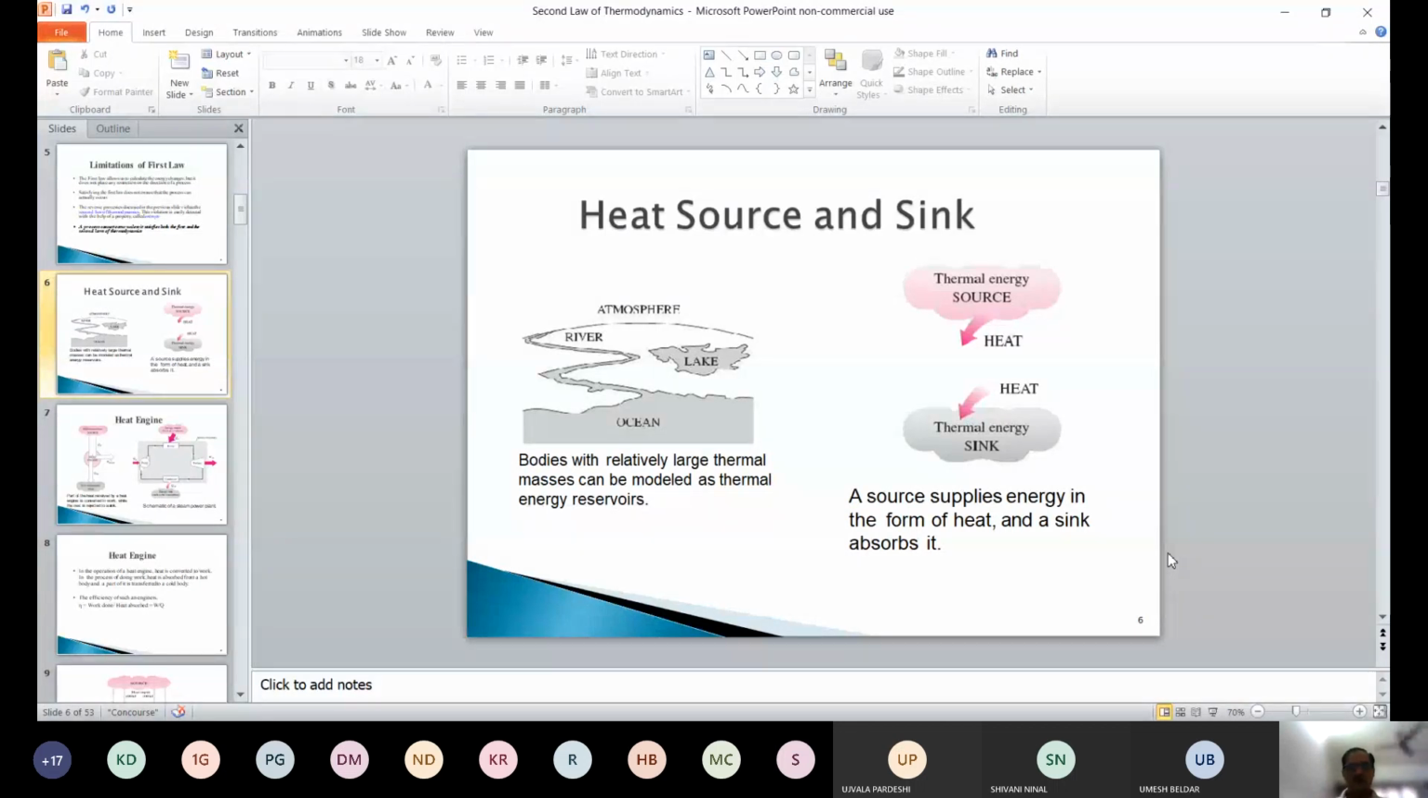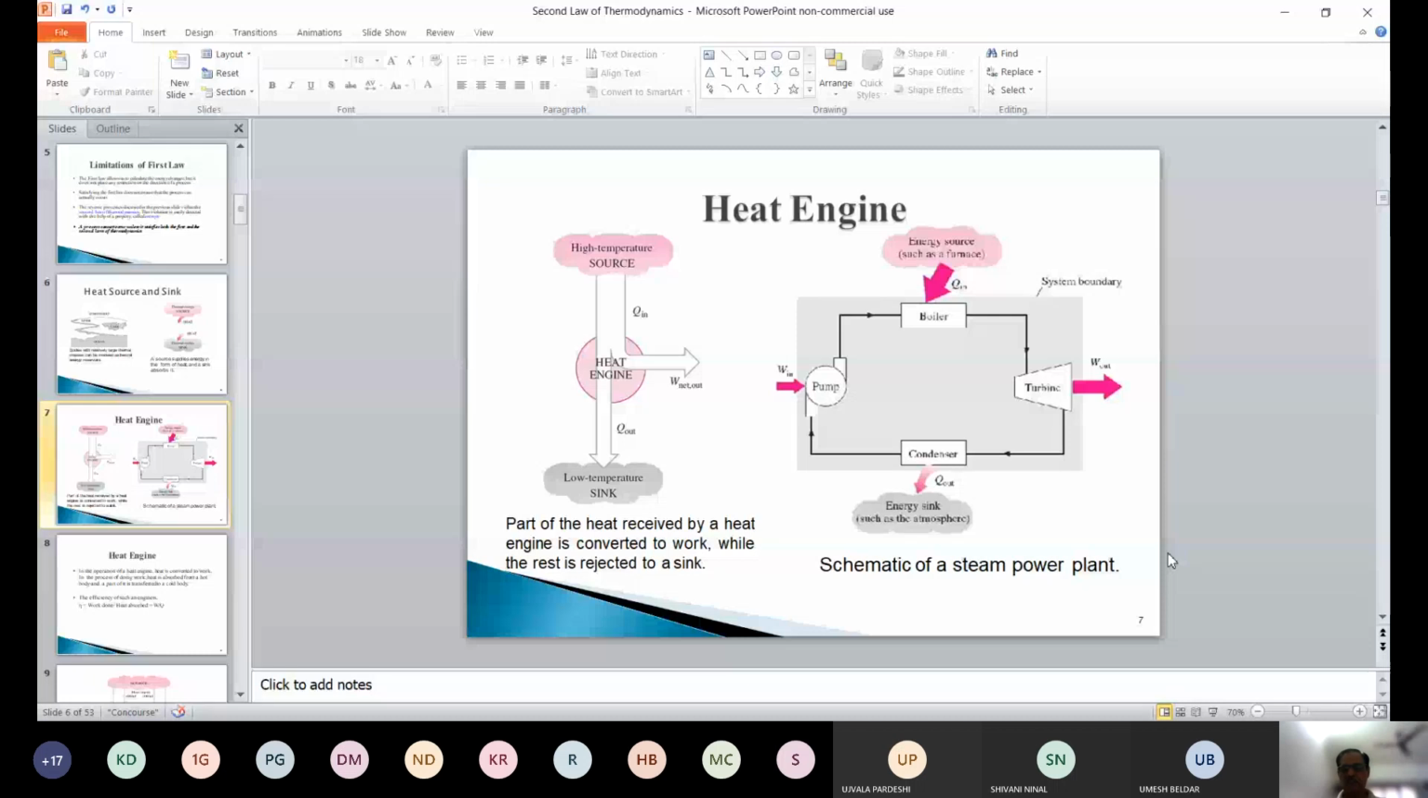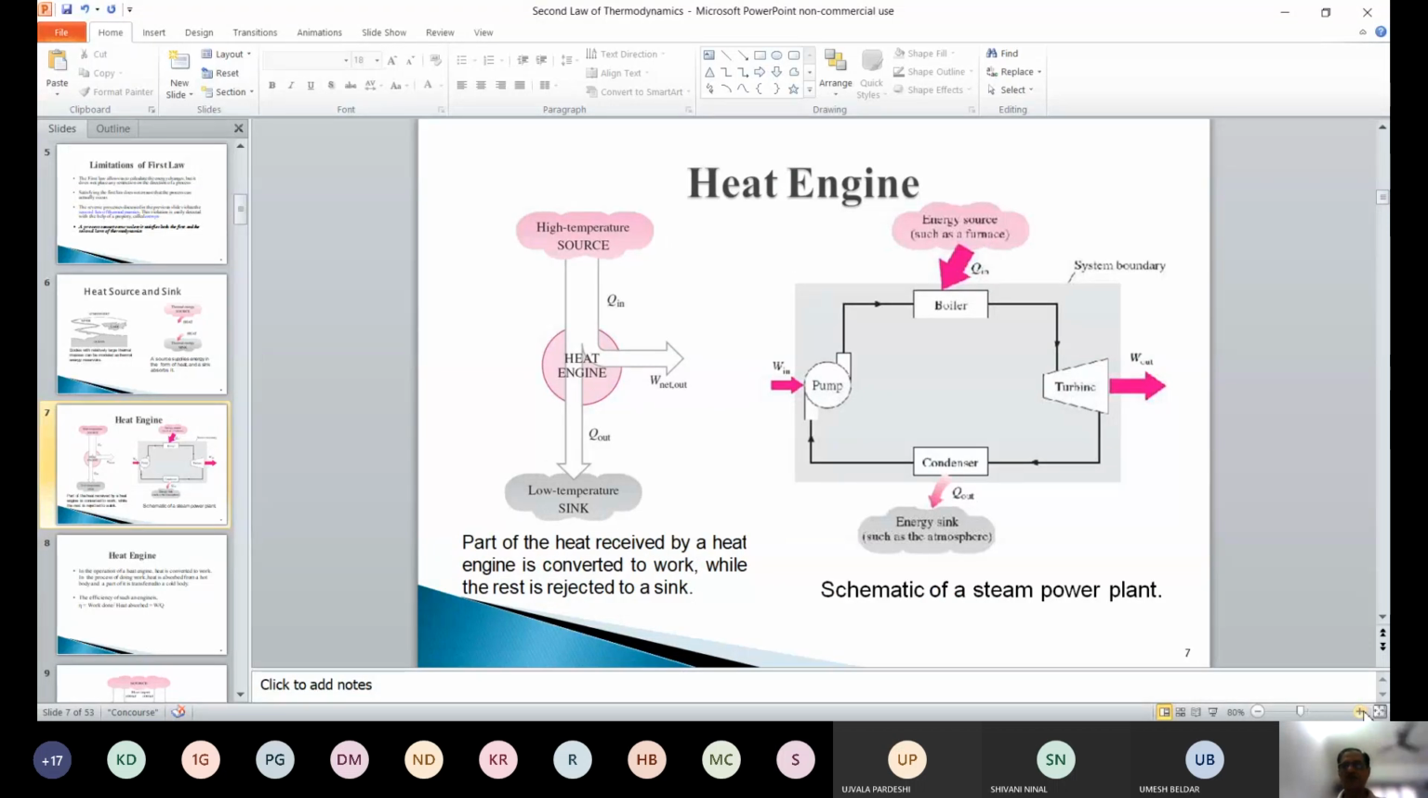What is the heat engine? You have done this before, right? So can somebody explain what is the heat engine? Devendra.